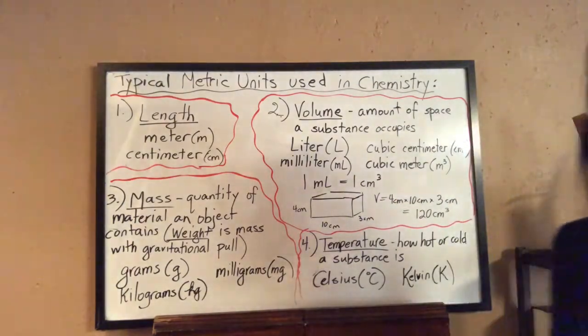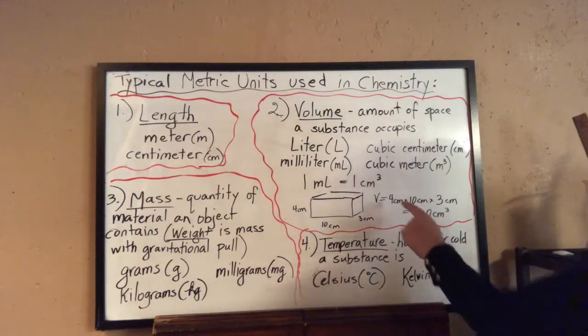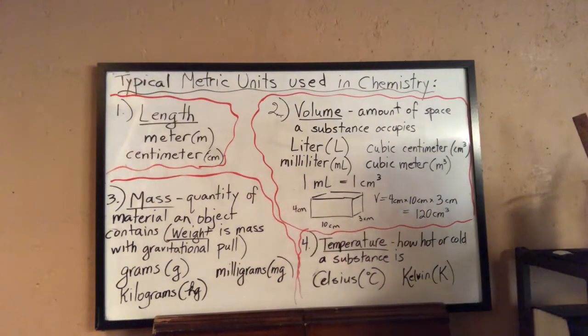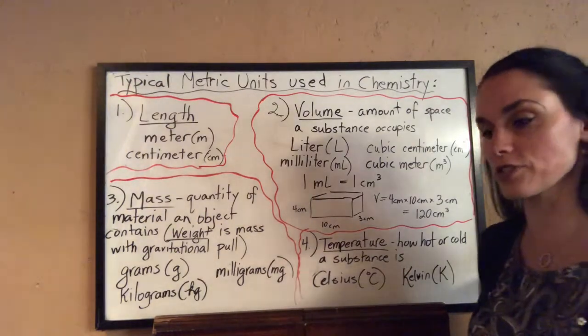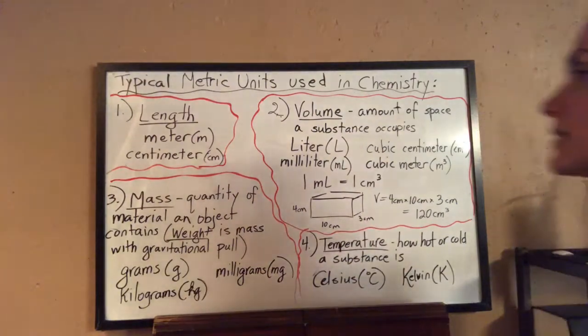When you take the volume of a rectangular prism, you multiply those 3 lengths together. Centimeters times centimeters times centimeters gives you cubic centimeters. 1 milliliter is equal to 1 cubic centimeter. And some of you may have heard the term cc, 1 cc, 2 cc. That's the same thing, cubic centimeter.